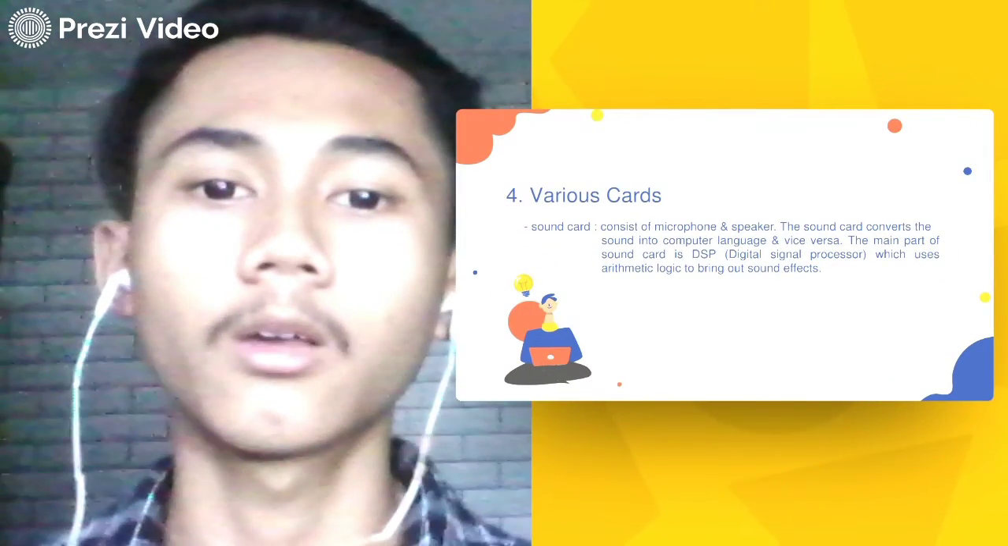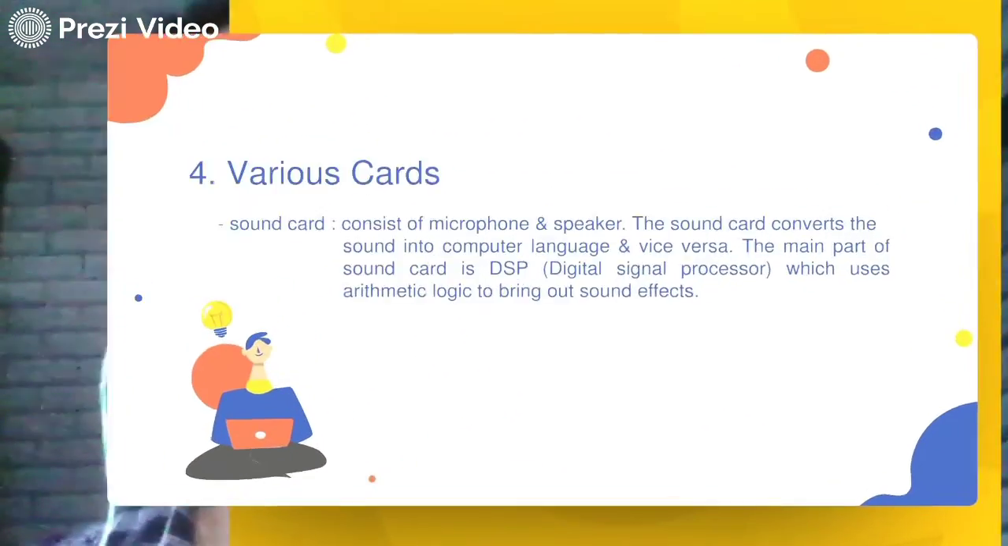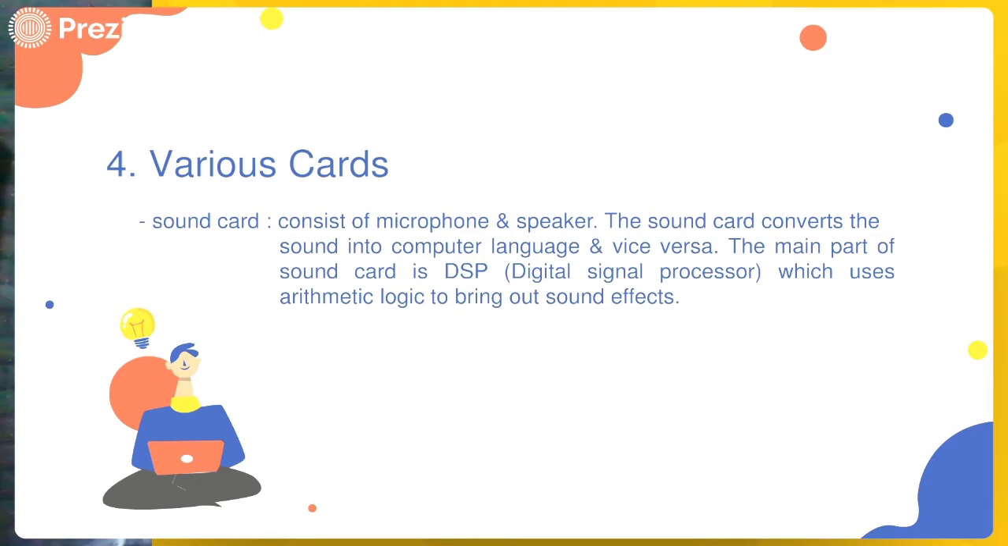And last, various cards. Various cards are of three types. First, sound card consists of microphone and speaker. The sound card converts the sound into computer language and vice versa. The main part of a sound card is the DSP, or digital signal processor, which uses arithmetic logic to produce sound effects.